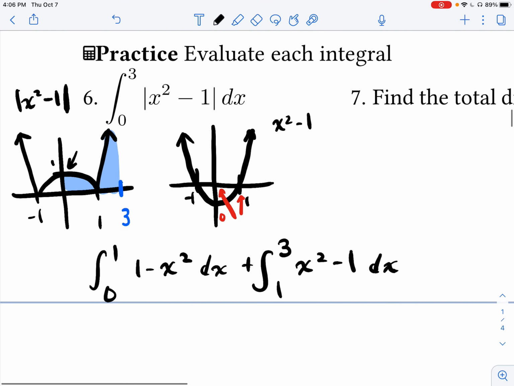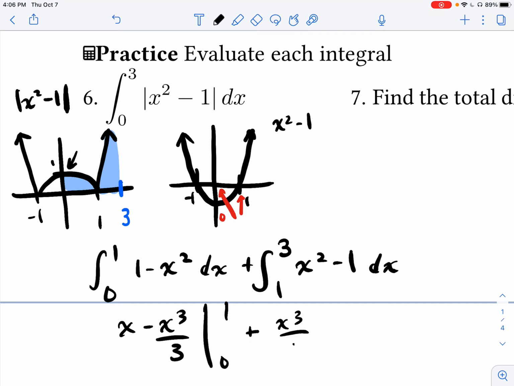And then once we integrate that, we're just going to go ahead and write x minus x cubed over 3 from 0 to 1 plus x cubed over 3 minus x evaluated from 1 to 3. And this comes out to exactly 22 over 3.